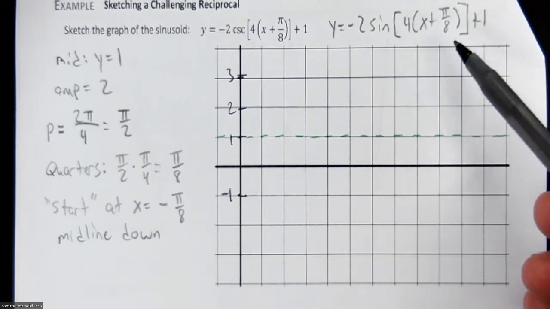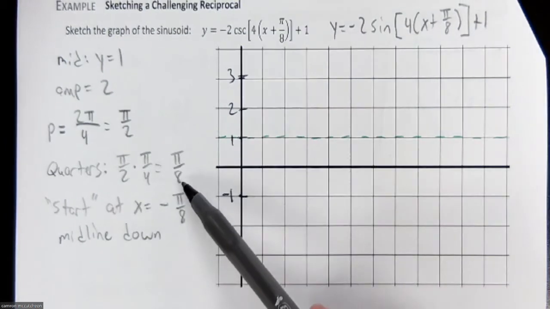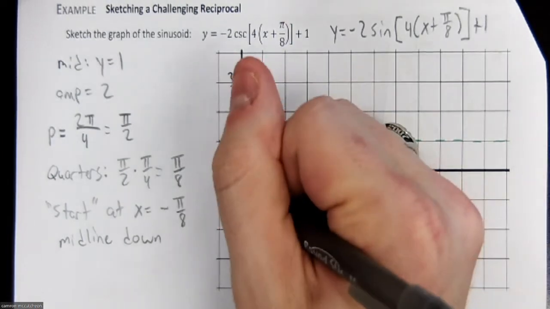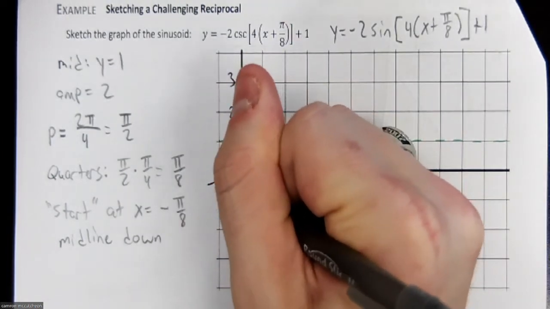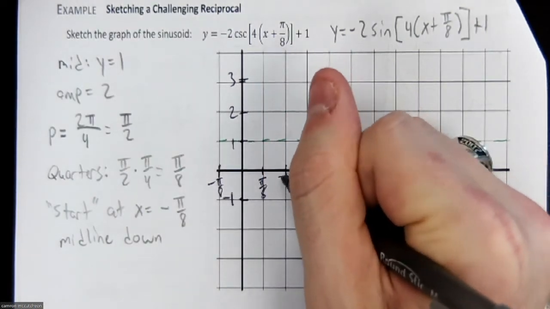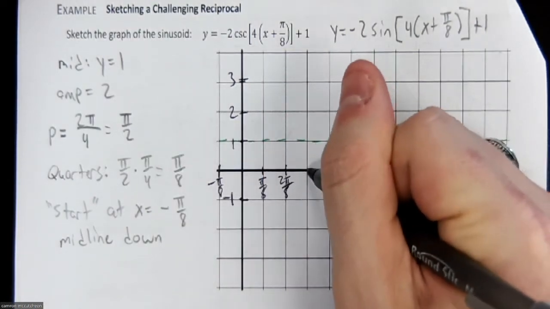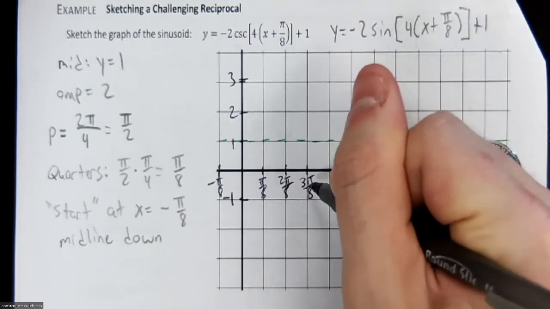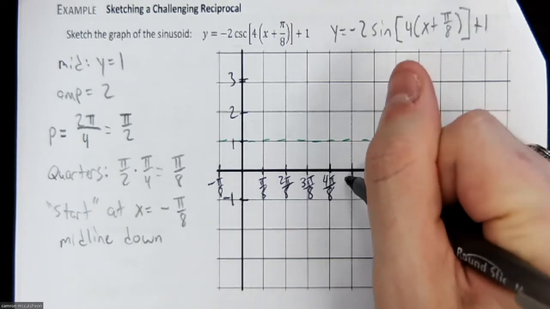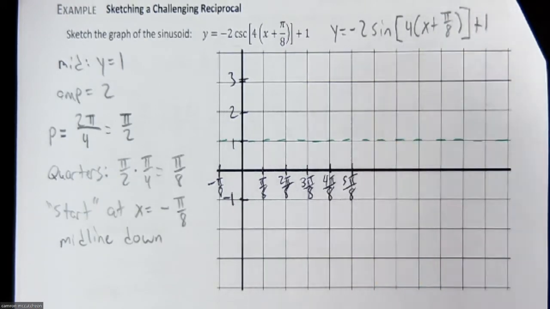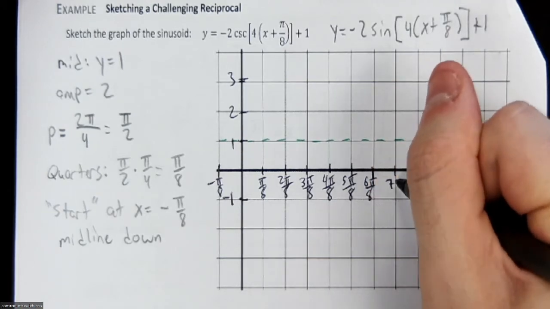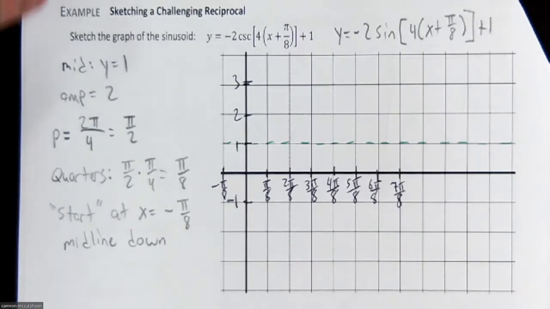Since my phase shift and my quarter marks have the same denominator, I'm just going to go by pi over 8s. And I have to begin at negative pi over 8. So there's negative pi over 8. Here's 1 pi over 8. 2 pi over 8, which of course would reduce to pi over 4. 3 pi over 8. 4 pi over 8, which of course would be pi over 2. 5 pi over 8. I think I'm going to go all that to 7. 6 pi over 8 and 7 pi over 8. There.